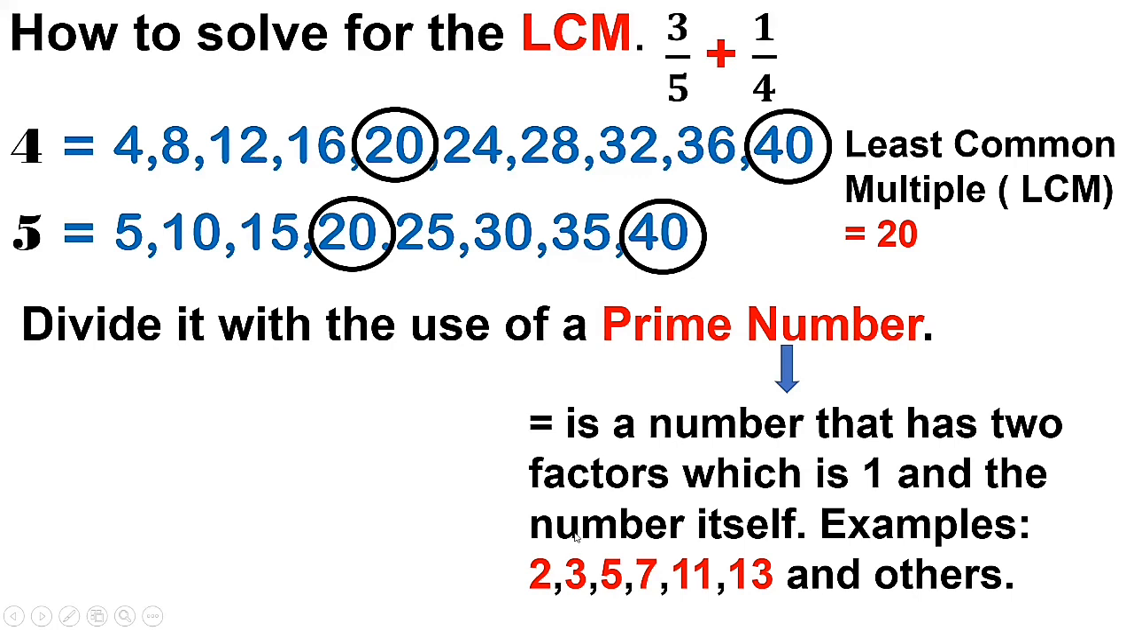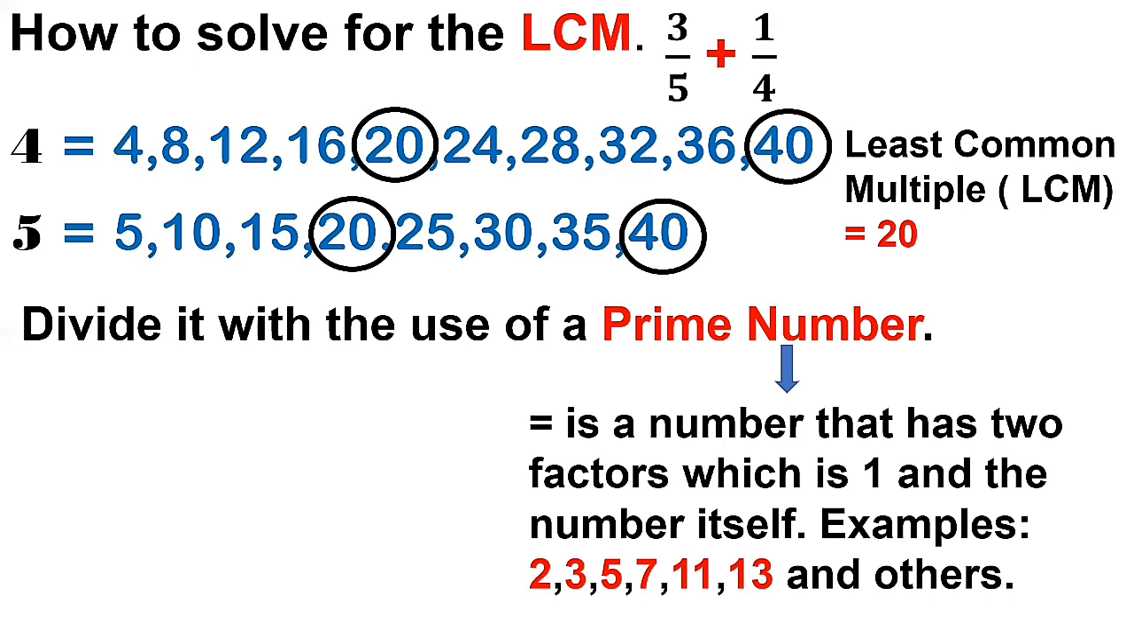For example, we have 2. So what are the factors of 2? 1 times 2 is equal to 2, and then no more other numbers that you are going to multiply to get 2. Okay, so the factors of 2 are 1 and 2 only. Same with 3, 5, 7, 11, 13 and other numbers. Okay, so those are the prime numbers.